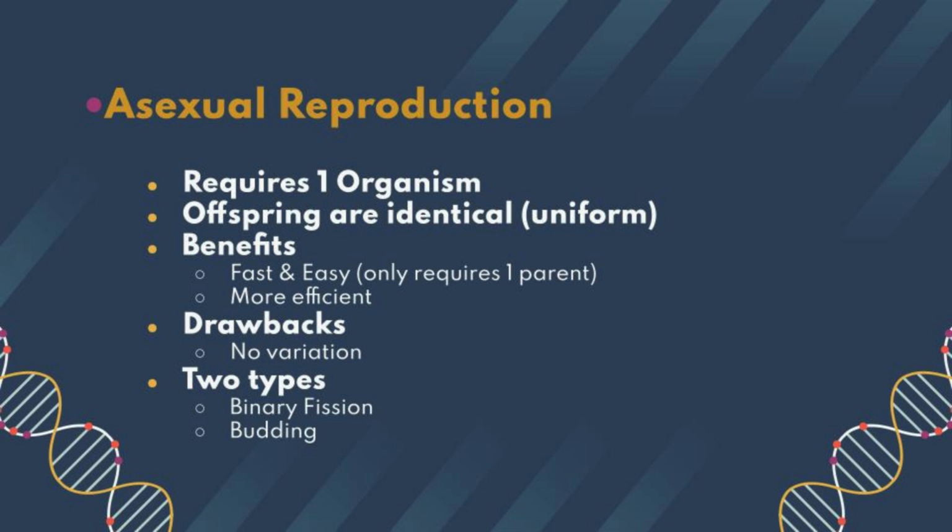For the purposes of our class, we're going to talk about two primary types of asexual reproduction. That's going to be binary fission and budding, and we'll go over those with the videos in your Pocket Lab.